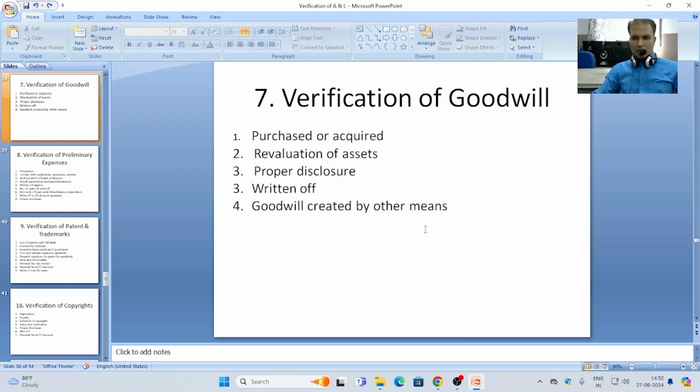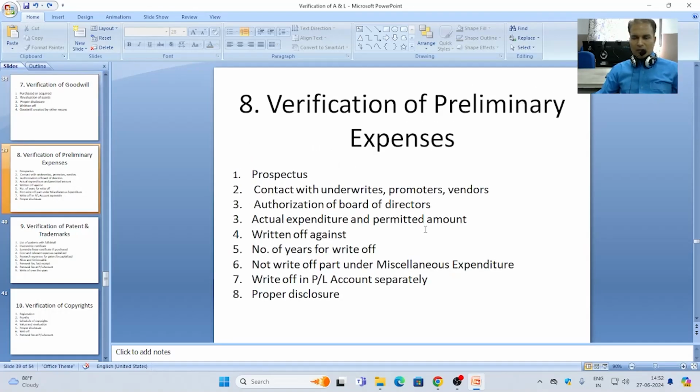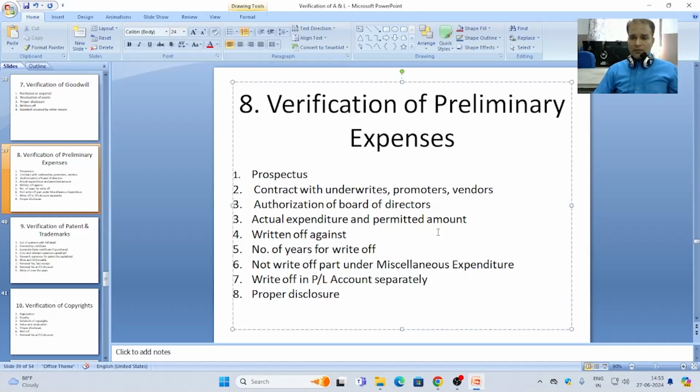Next asset is preliminary expenses. For the verification of preliminary expenses, the auditor has to go with the information mentioned in the prospectus, that is, what amount is provided in the prospectus for preliminary expenses. The auditor has to see contracts with underwriters, with promoters and vendors for preliminary expenses.